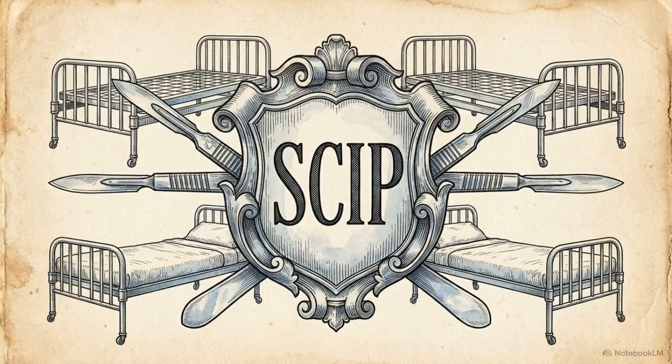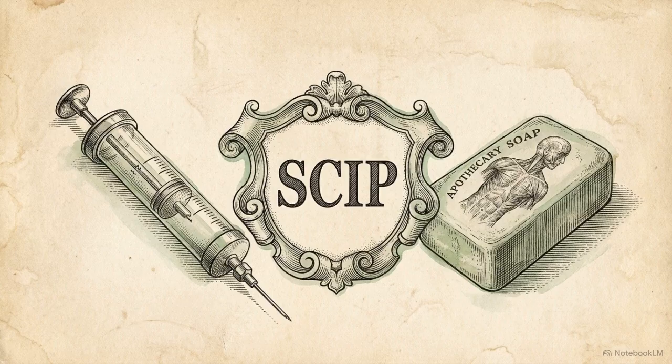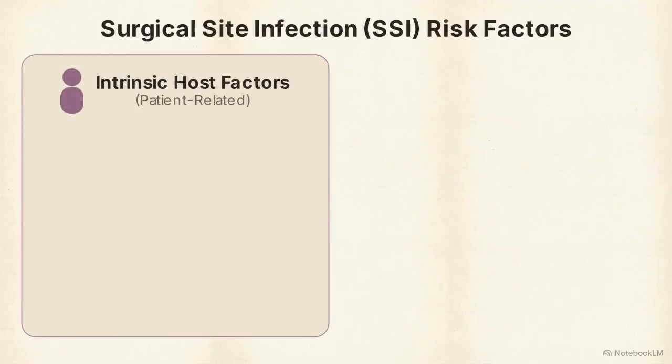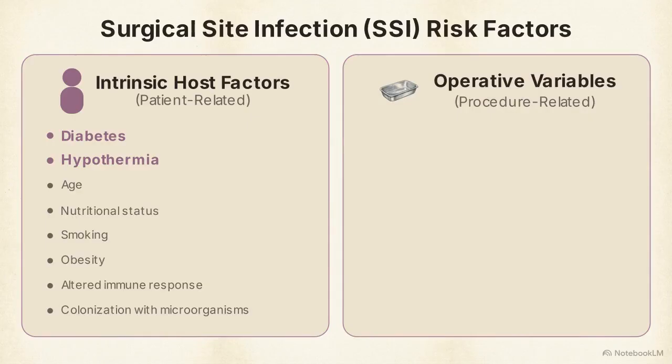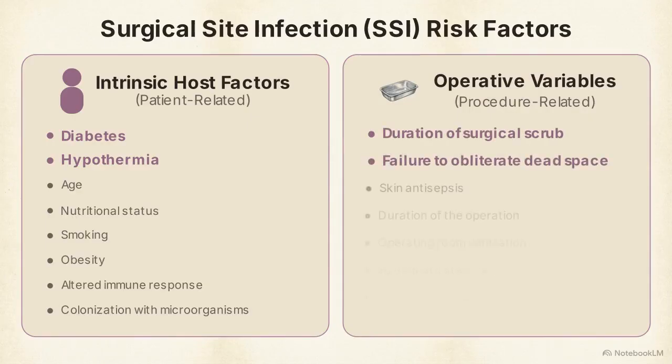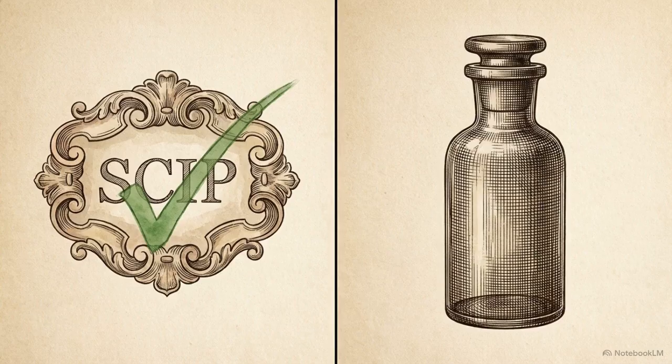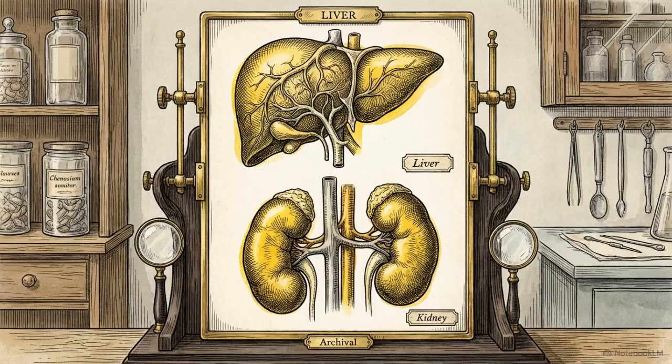To reduce surgical site infections, the Surgical Care Improvement Project, or SCIP, uses bundled interventions like targeted prophylaxis and preoperative decolonization. SSI risk factors include patient-related issues like diabetes and hypothermia, as well as procedure-related factors such as the duration of the surgical scrub or the failure to obliterate dead space. While SCIP adherence prevents infection, the choice of a specific agent introduces mandatory hepatic and renal metabolic considerations for the anesthesia provider.